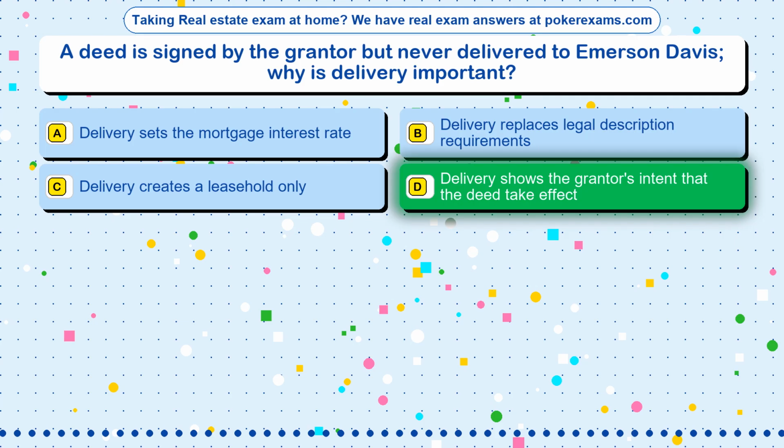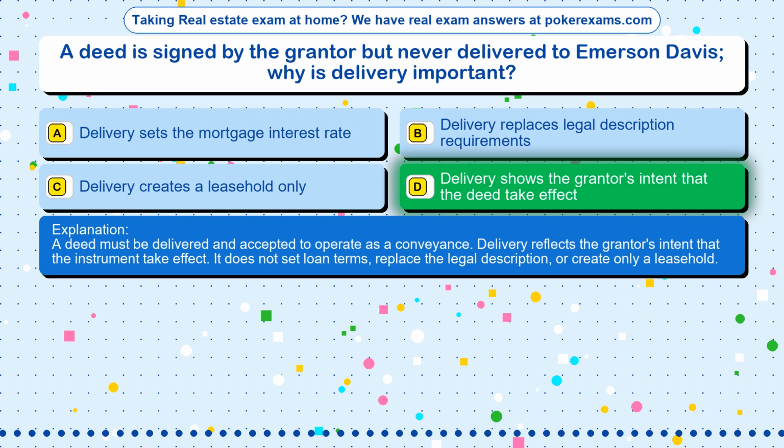The correct answer is option D. Delivery shows the grantor's intent that the deed take effect. A deed must be delivered and accepted to operate as a conveyance. Delivery reflects the grantor's intent that the instrument take effect. It does not set loan terms, replace the legal description, or create only a leasehold.